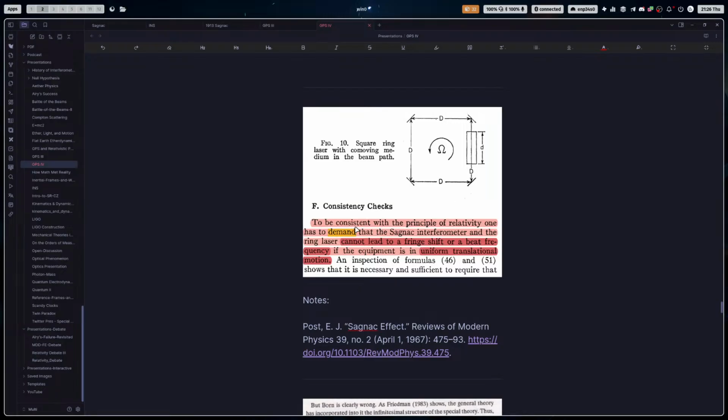To be consistent, can you read the last 3 words of that sentence? To be consistent with the principle of relativity, one has to demand that the Sagnac interferometer and the ring laser cannot lead to a fringe or a beat frequency in equipment in uniform translational motion. So Sagnac's rotating his equipment. It's not in uniform translational motion.